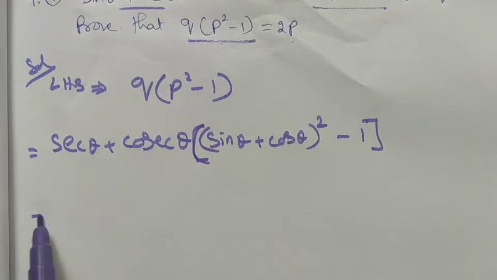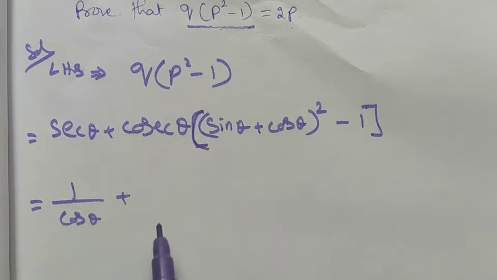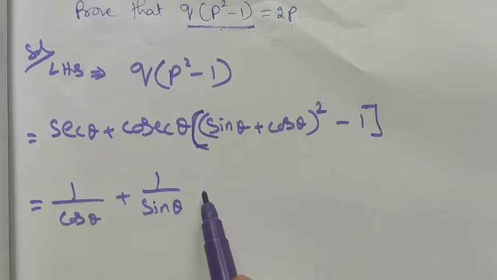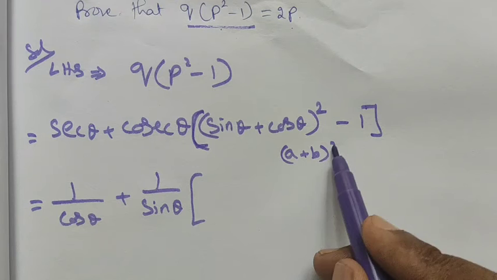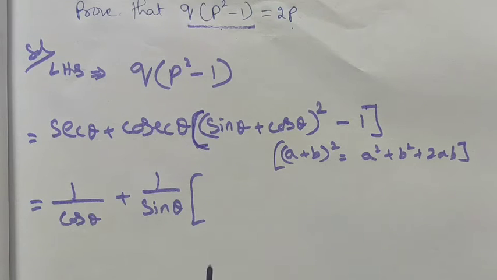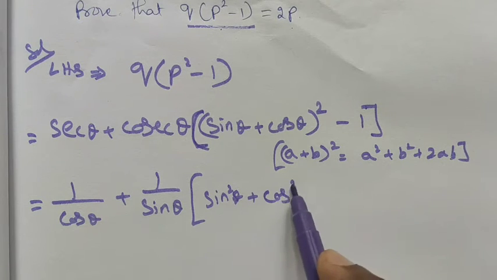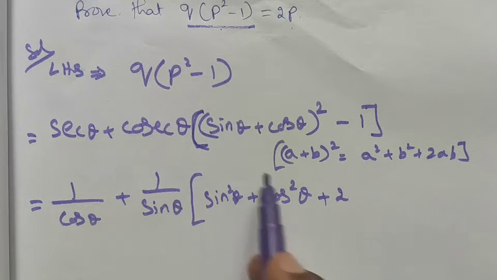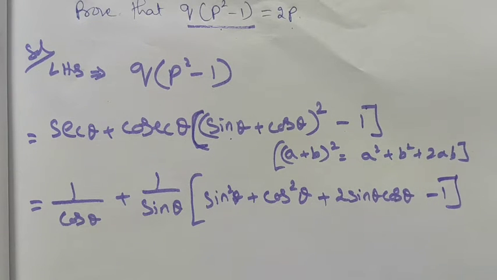Now here secant is nothing but 1 by cos theta, plus cosecant is nothing but 1 by sin theta, into, see it is in the form of a plus b whole square. A plus b whole square we can write in the form of a square plus b square plus 2ab. Right? In the place of a is sin, b is cos. So a square is sin square theta plus b square is cos square theta plus 2 times sin theta cos theta, and here we have minus 1.